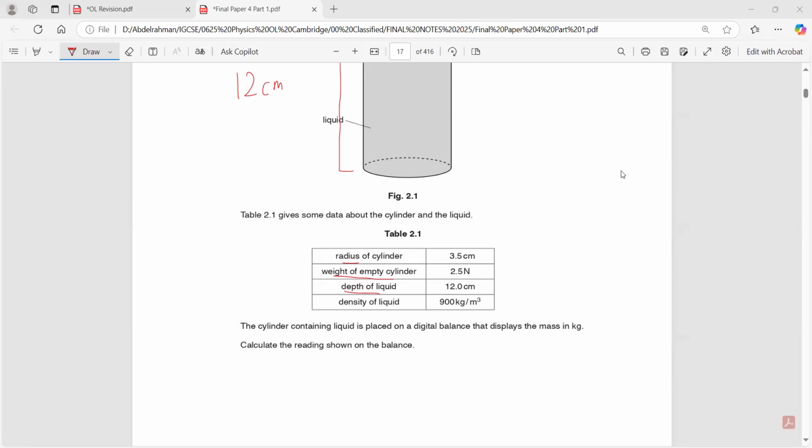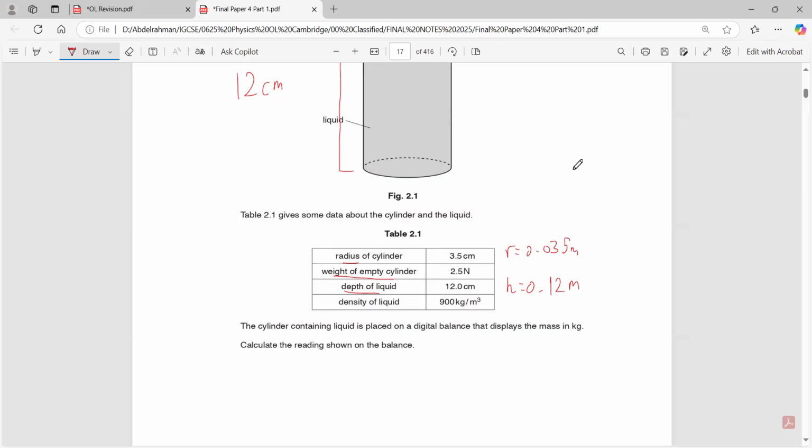So the actual radius is 0.035 meters. Okay, the depth of the liquid is 12 centimeters. Can you change the height? Divided by 100, it will be 0.12 meters. Okay, now we have SI units. Now I can start talking.